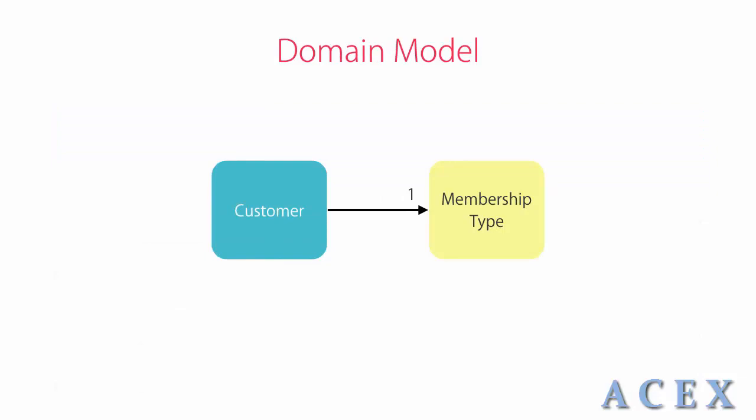To model this, we need a new class called MembershipType with properties like sign up fee, duration, and discount rate. Each customer should have one and only one membership type.